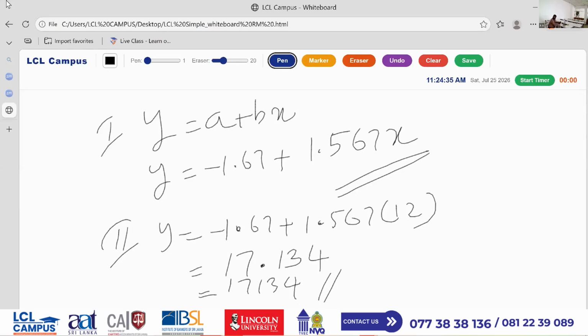Minus 1.57. We got minus 1.67. Don't know why. Wait. Again, shift and 2. Check whether B is correct. B equals 1.564. What you typed there? Right? B is coming 1.564.